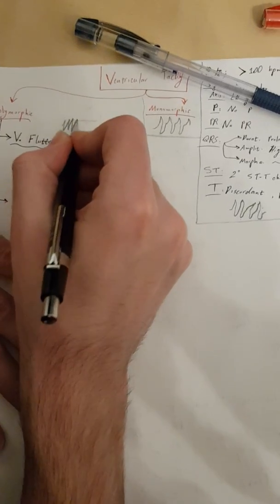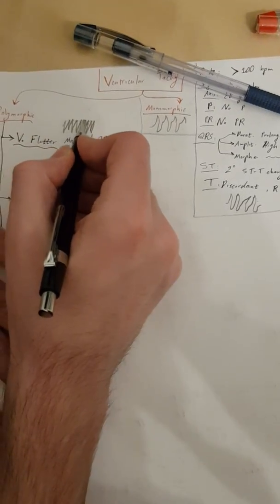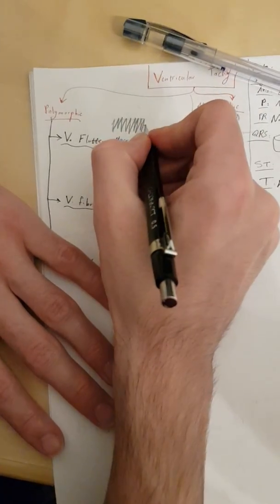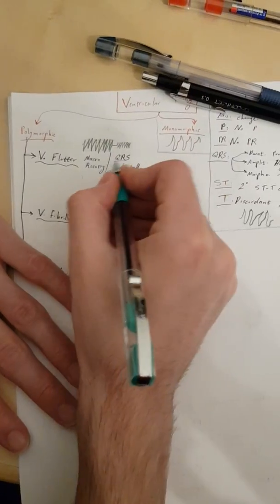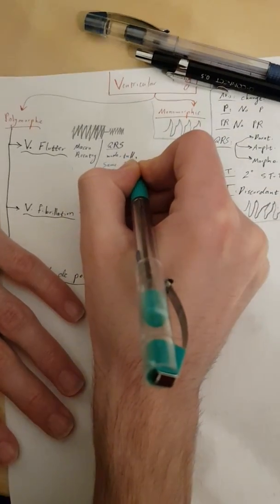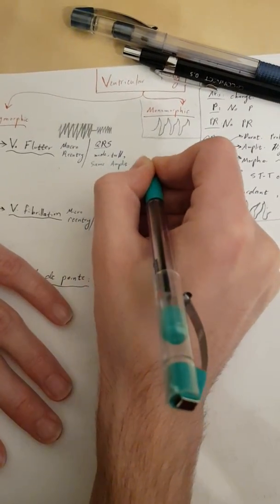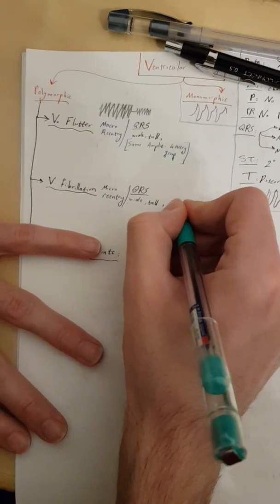So it's going to be something like this. You see how they have the same amplitude here? This is flutter. So every group, and then you might have another one like this. Every group comes from one focus, or you can say from one re-entry circuit. So we can write here: QRS wide, tall, but the same amplitude for every group. And in fibrillation, different amplitudes.